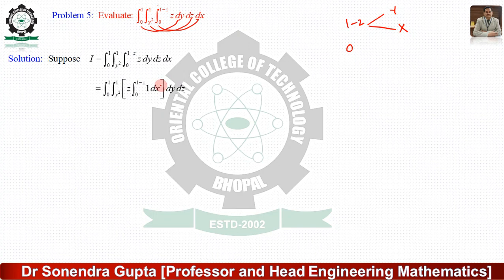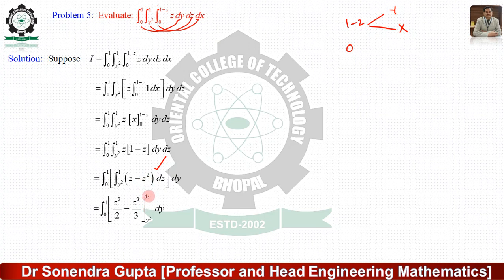Now we first integrate with respect to x. So 1 is integrated, that means x from 0 to 1 minus z. Now putting 1 minus z in place of x, we get 1 minus z minus 0. Now we multiply the z inside, that means z minus z square. Next we integrate with respect to z. The integration is z square by 2 minus z cube upon 3. Now putting the lower and upper limits 1 and y square, we get 1 upon 2 minus 1 upon 3 minus y to the power 4 upon 2 minus y to the power 6 upon 3.